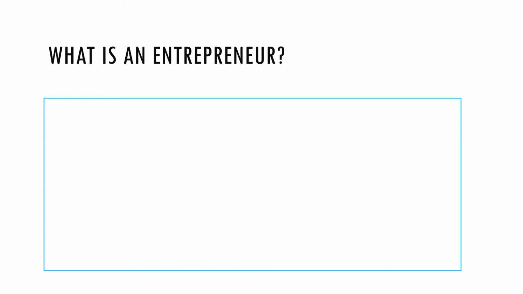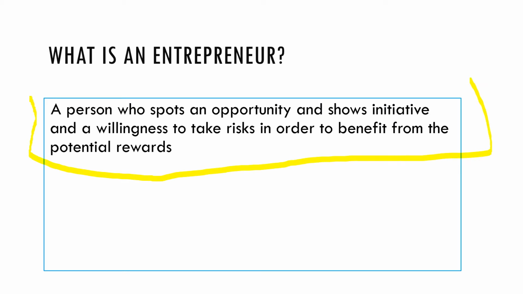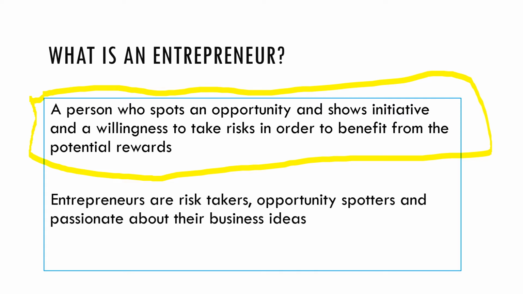So let's start with the obvious question, what exactly is an entrepreneur? An entrepreneur is a person who spots an opportunity and shows initiative and a willingness to take risks in order to benefit from the potential rewards. And this is an important definition, so it's crucial that we write this down in our notes. Entrepreneurs are risk takers. They spot opportunities and are passionate about their business ideas. So once you've got that definition down, you might want to pause the video, then we'll move on.